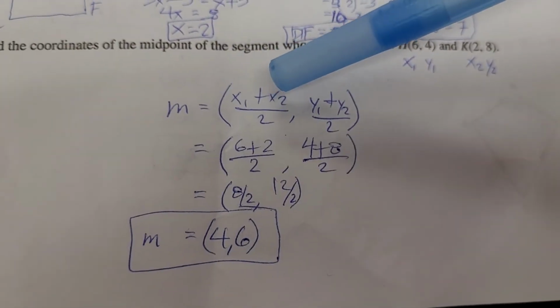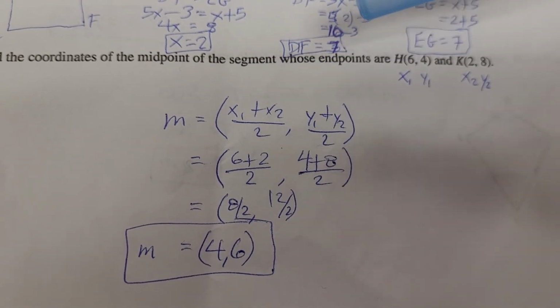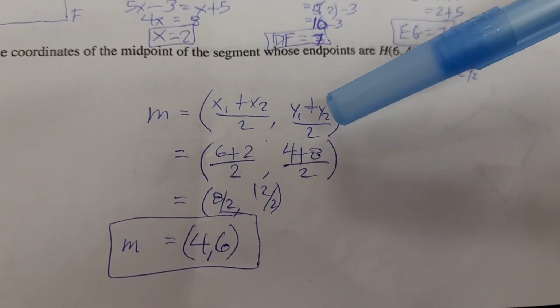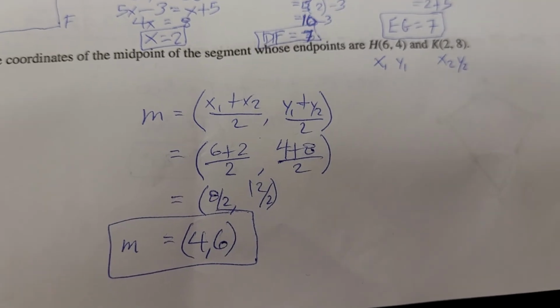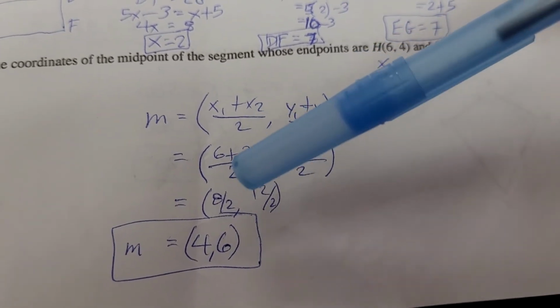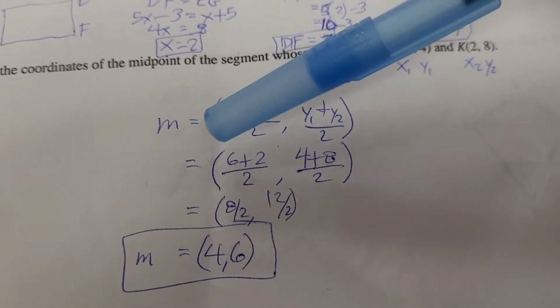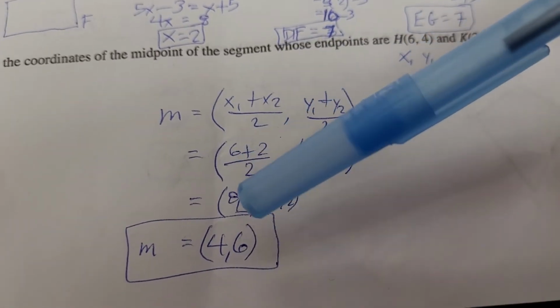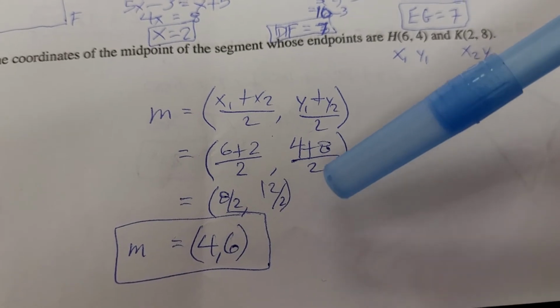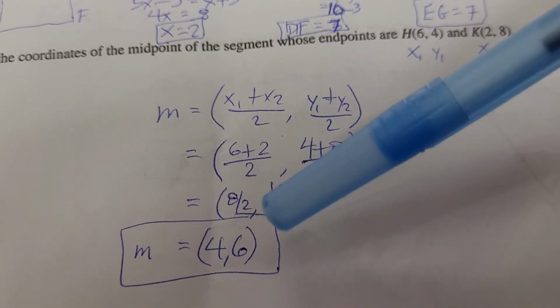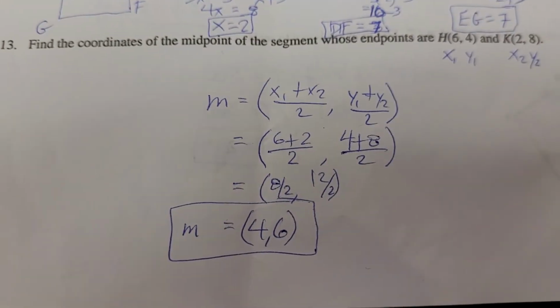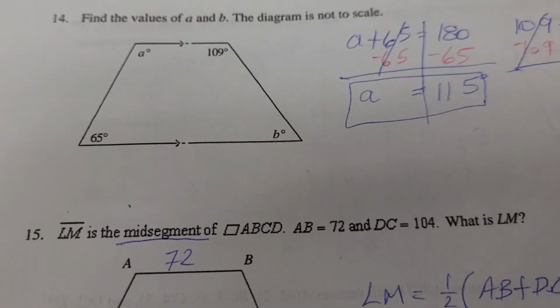So remember your midpoint formula, you're just adding the x's together, dividing by 2. You're adding the y's together, dividing by 2. So 6 plus 2 divided by 2, and I'm going to have 4 plus 8 divided by 2. 6 plus 2 is 8, divided by 2 is 4. 4 plus 8 is 12, divided by 2 is 6. So my midpoint there is just going to be (4, 6).